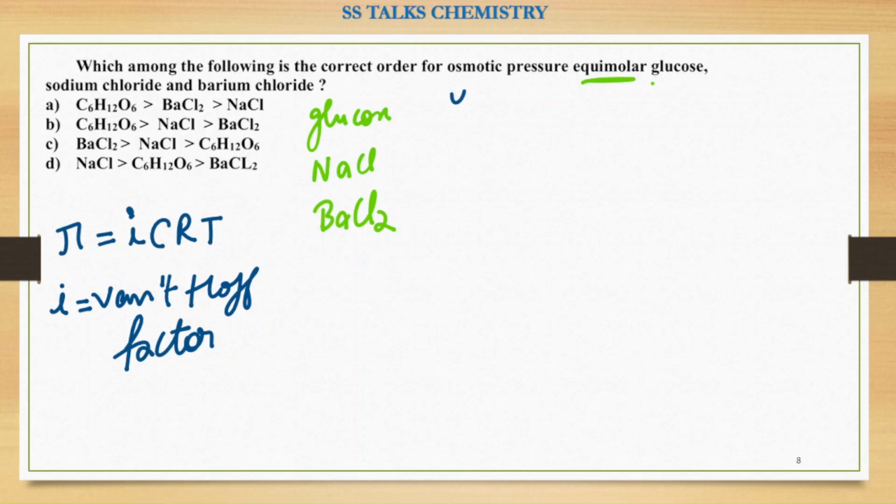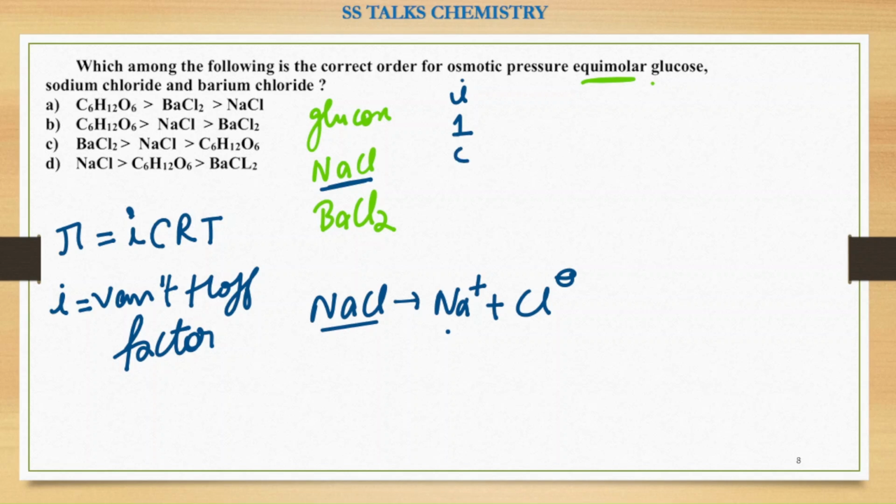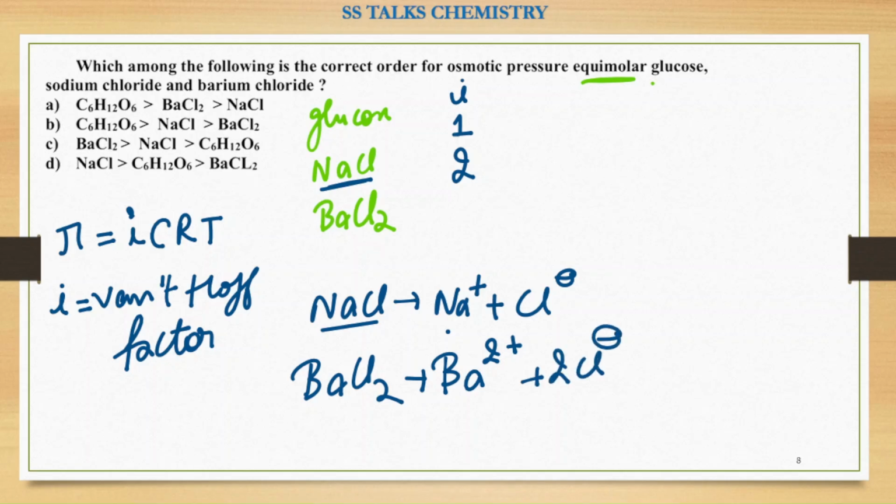In the case of glucose, no dissociation would be occurring, so the i value will be equal to 1 only. For sodium chloride we know it is going to dissociate to give sodium positive and Cl negative. So two ions are being produced. After the dissociation, two ions; initially only one was present. So the i factor will be 2 over here. Next is barium chloride. It is going to dissociate to give barium 2 positive plus 2 Cl negative. So overall 3 ions are being produced. So the i value in this case is equal to 3.